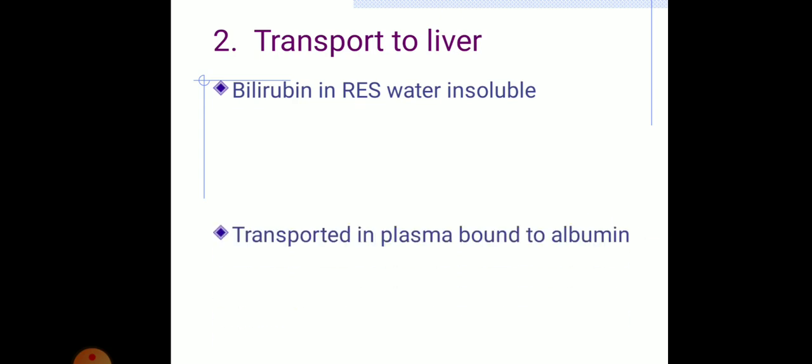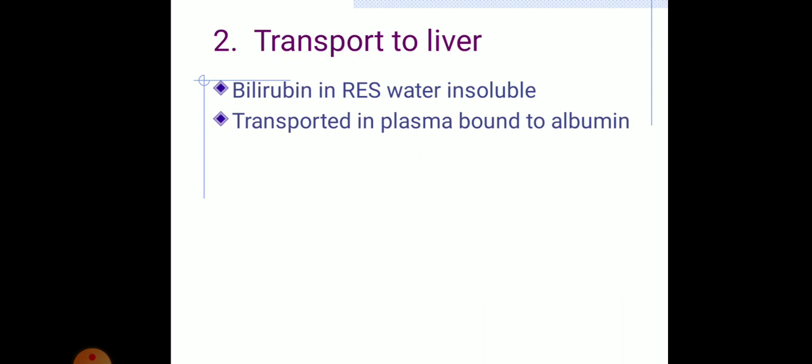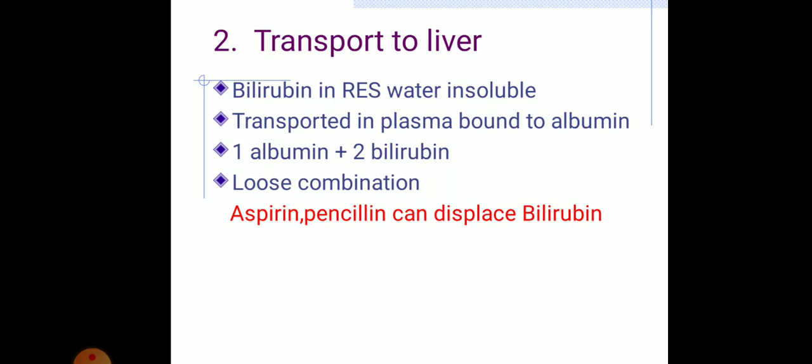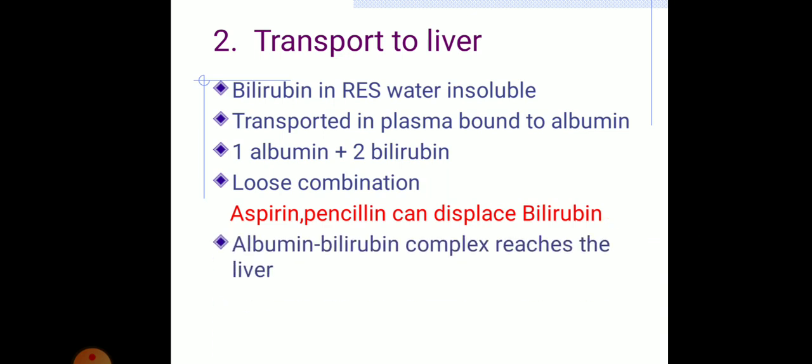Actually, this bilirubin formed in the RES or reticuloendothelial system is water insoluble. So this bilirubin is transported in plasma bound to albumin. One albumin binds with 2 bilirubin, and it is a loose combination actually. Drugs like aspirin and penicillin, an antibacterial, can displace bilirubin because this is a loose combination with the albumin. And this albumin bilirubin complex reaches the liver.